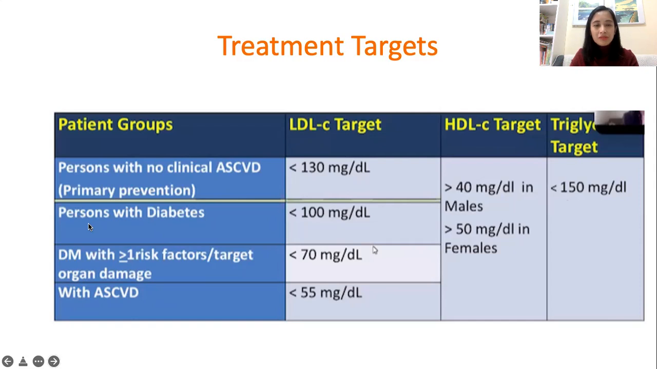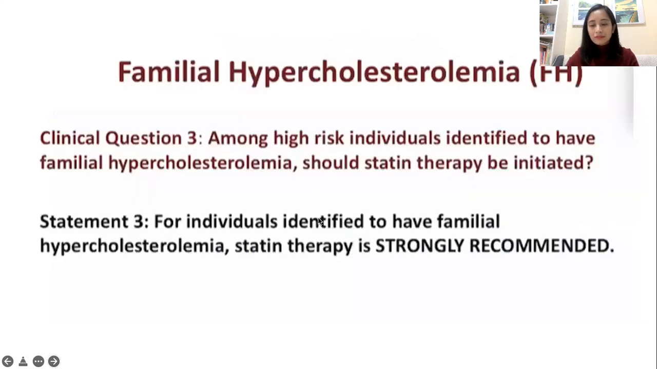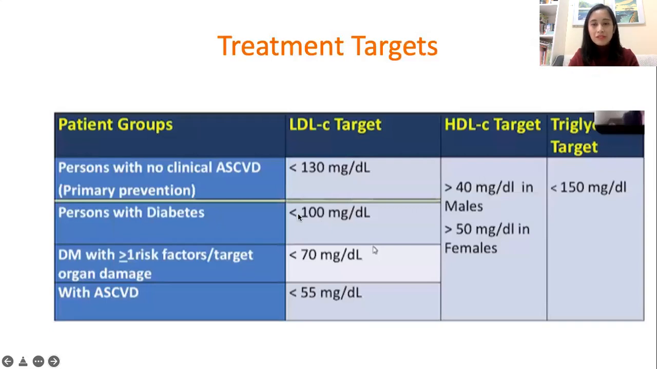For persons with diabetes without any other risk factors, the target is less than 100. For patients with diabetes with one or more risk factors, we target less than 70. In patients with atherosclerotic cardiovascular disease, patients who have had a history of MI already or stroke, we want to target even lower, less than 55.